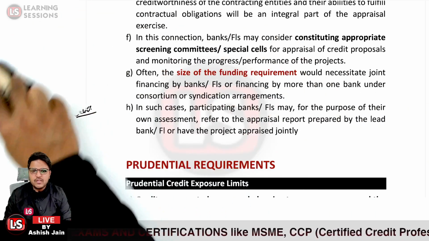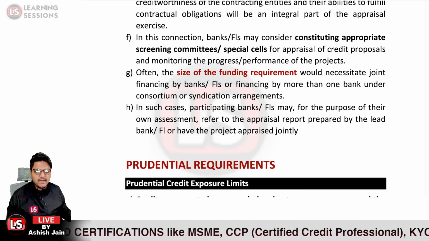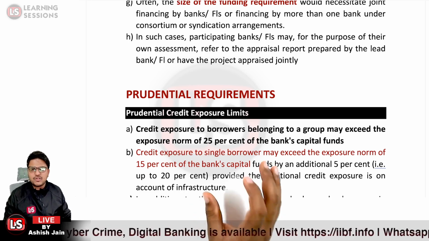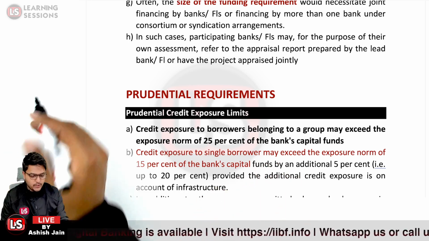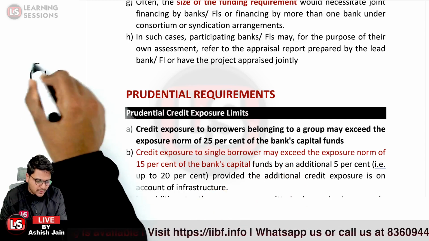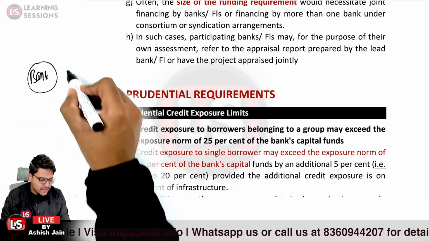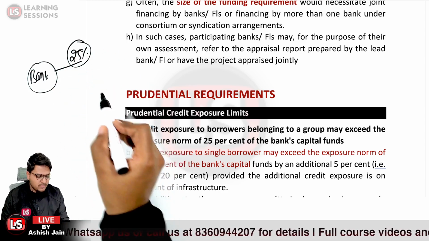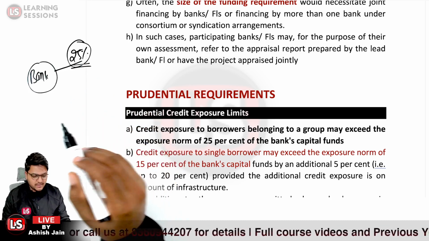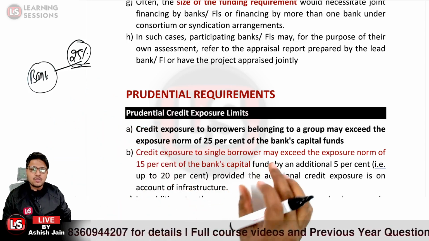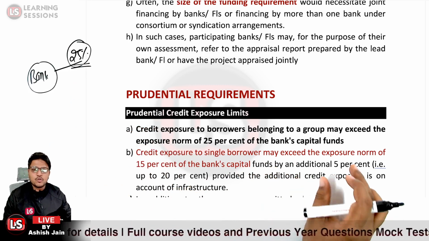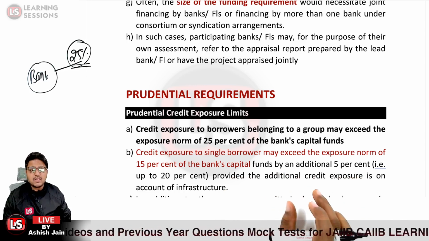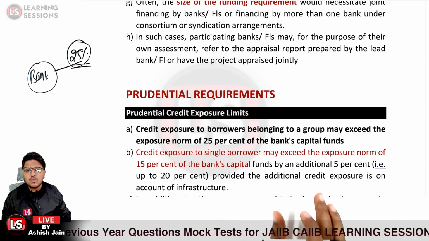Then it is related to the prudential requirements. The next one, it is related to the prudential requirements. So the prudential requirement, first of all, it says prudential credit exposure limits, and I just told you that the bank's overall exposure to the group should not be exceeding 25%. So the group exposure should not be exceeding 25% of the bank's capital funds, or we can say bank's net worth. And further, credit exposure to the single borrower may exceed the exposure norms of 15% of the bank's capital fund by an additional 5%, provided the additional credit exposure is on account of the infrastructure.